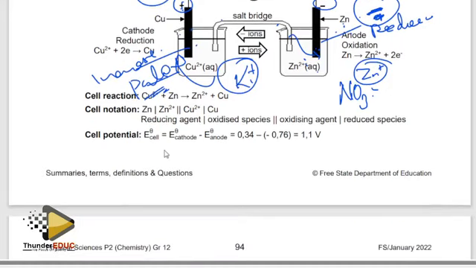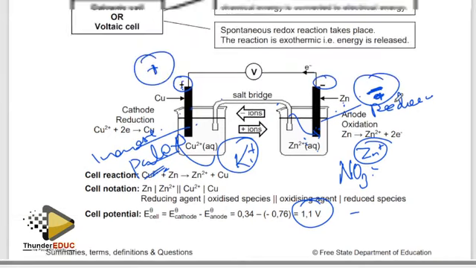Then number two, when you get a positive value, it means that the cell is spontaneous. It can continue on its own. When you get a negative value, it means that it is non-spontaneous. It cannot continue on its own. It will require an external battery for it to what? To continue.